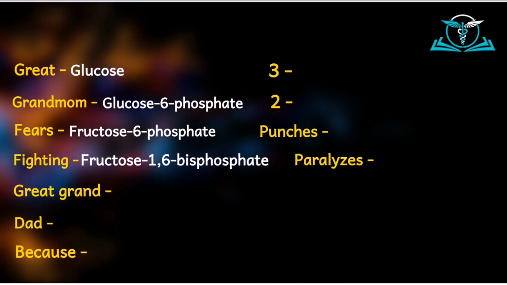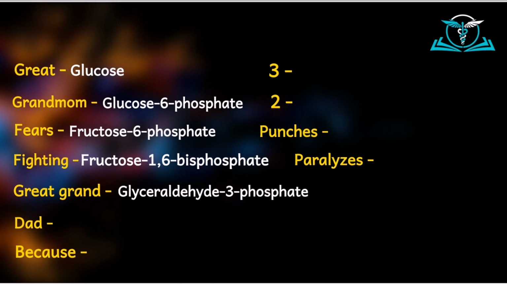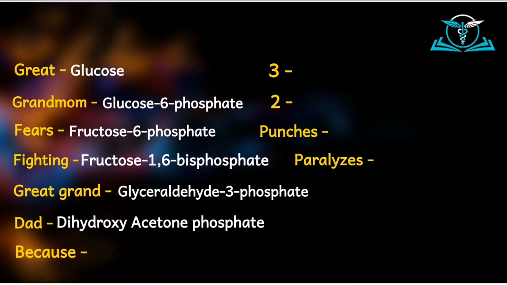Great grand stands for glyceraldehyde 3-phosphate. Dad stands for dihydroxyacetone phosphate. And so in actual fact, fructose 1,6-bisphosphate is broken down into glyceraldehyde 3-phosphate and then dihydroxyacetone phosphate. And dihydroxyacetone phosphate is reconverted back to glyceraldehyde 3-phosphate, so that you have two molecules of glyceraldehyde 3-phosphate.